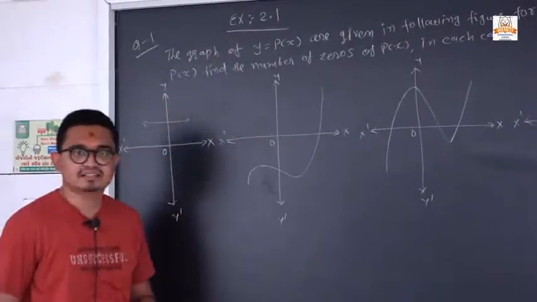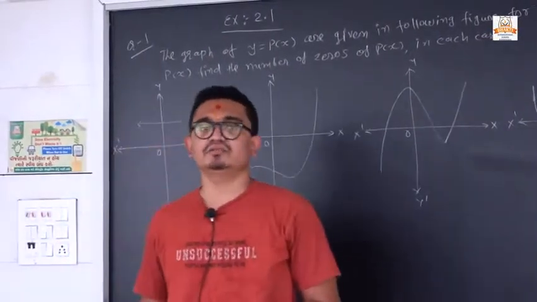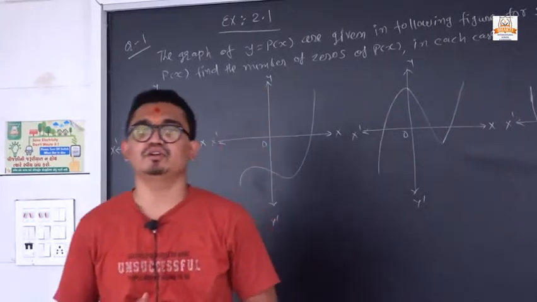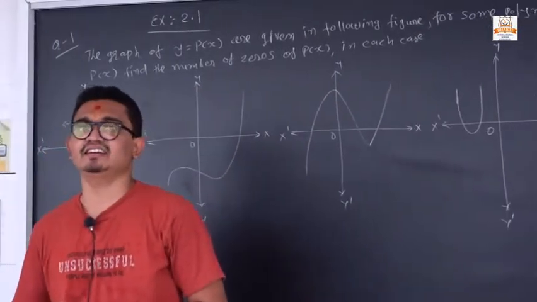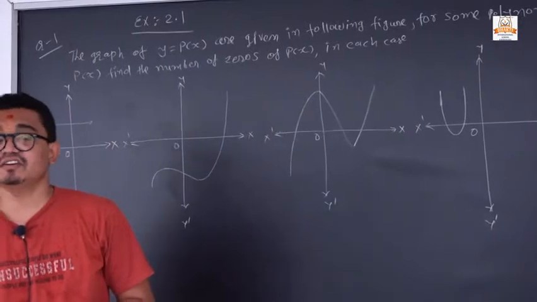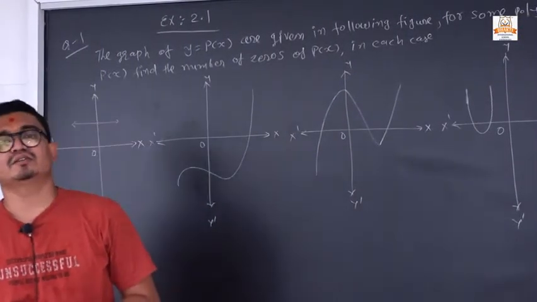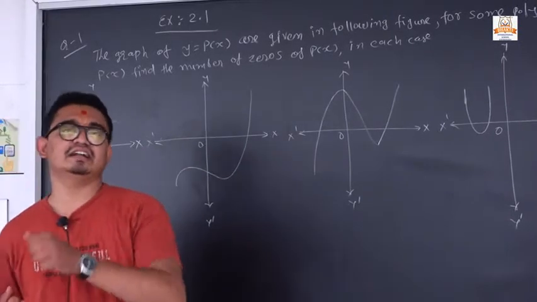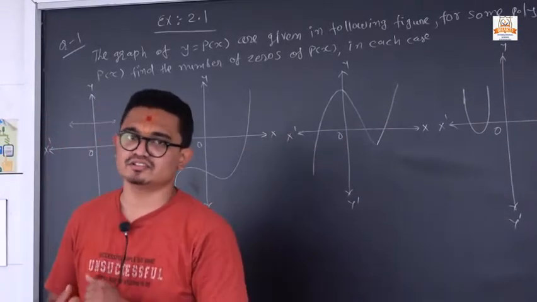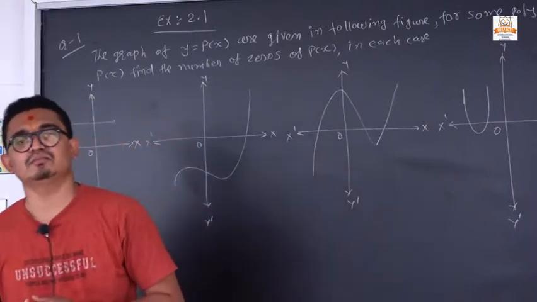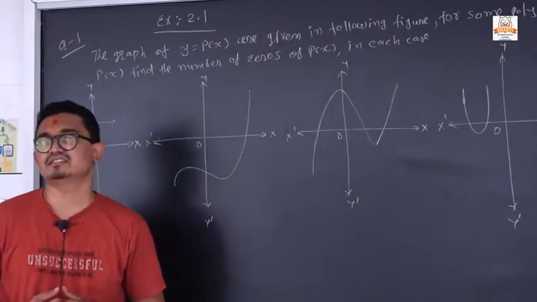So in the previous lecture, we discussed the different types of polynomials like linear, quadratic and cubic polynomials. We also discussed that if it is a linear polynomial, the number of zeros is 1. If it is quadratic, the number of zeros is 2. And if it is a cubic polynomial, then the number of zeros is 3.